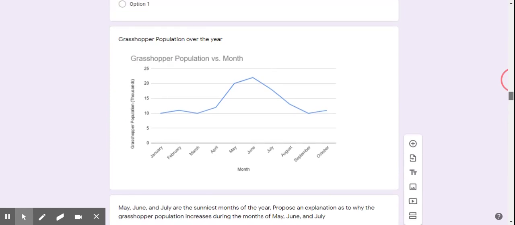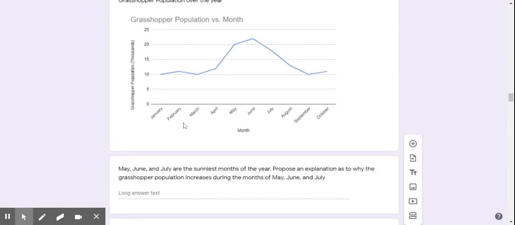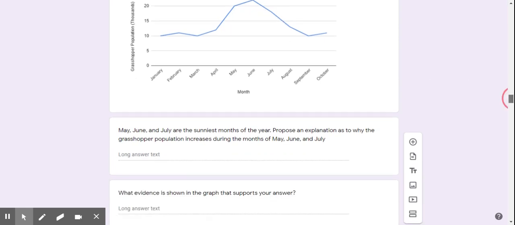So let's see, the grasshopper population over a year. We have this right here, and it says May, June, and July are the sunniest months of the year. Propose an explanation as to why the grasshopper population increases during the months of May, June, and July. So we can see that everything's kind of steady, and then boom, during May, June, and July, it jumps up pretty high. But it's also the sunniest times of the year.